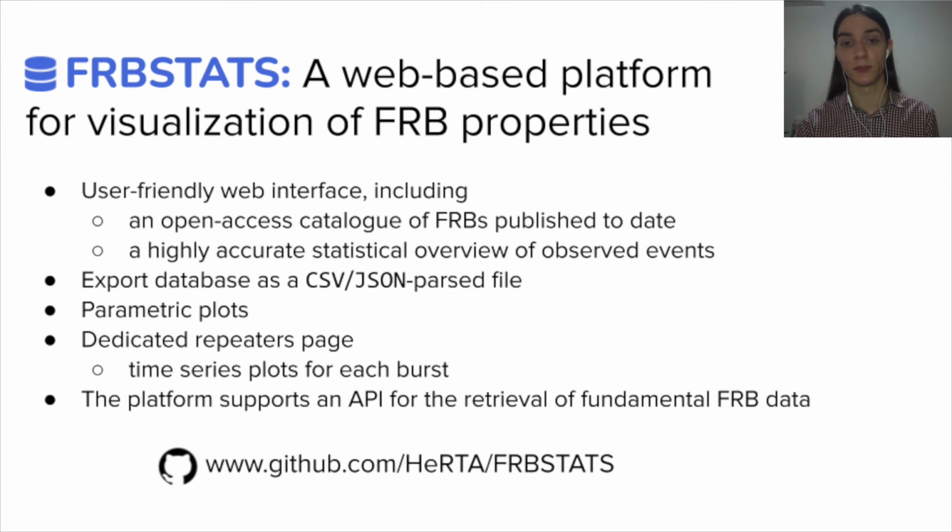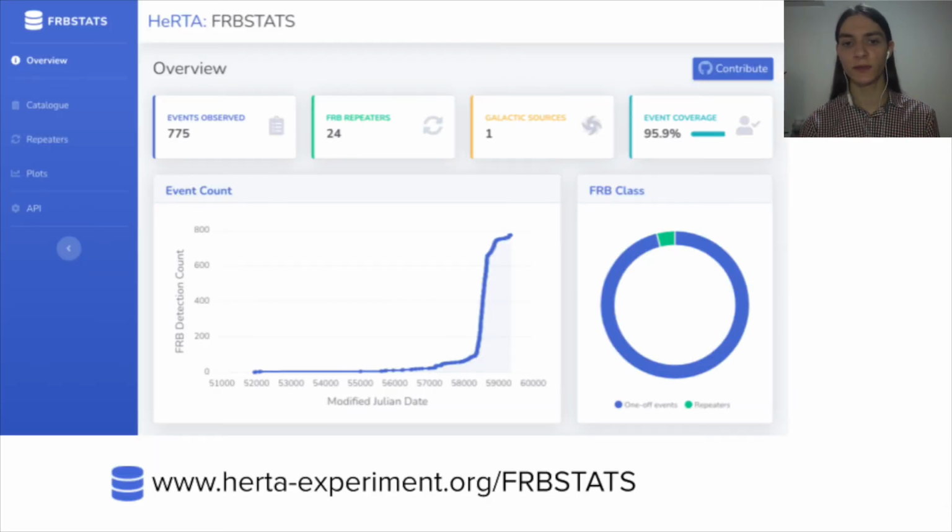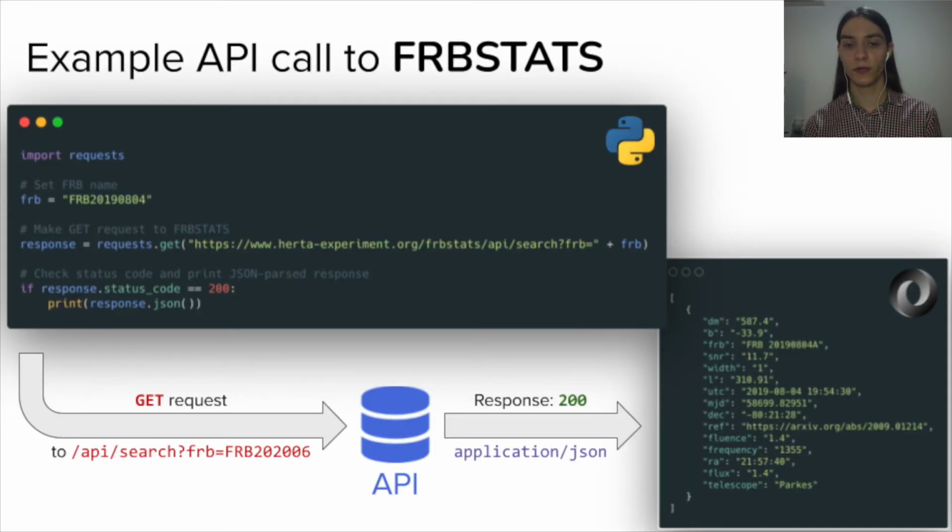automation applications. So you can visit FRBStats at hertexperiment.org/FRBstats, click around and interact with the platform in any way you like. As mentioned earlier, there is a convenient API that the platform supports, which allows you to directly retrieve fundamental FRB data with only a simple GET request. And the response is a simple JSON formatted text response for convenient data manipulation in any programming language of your choice.